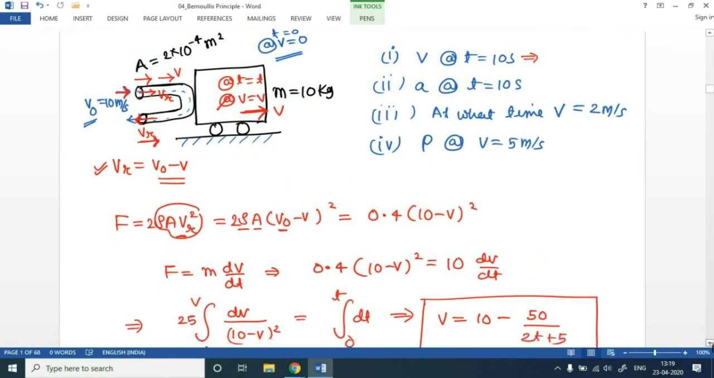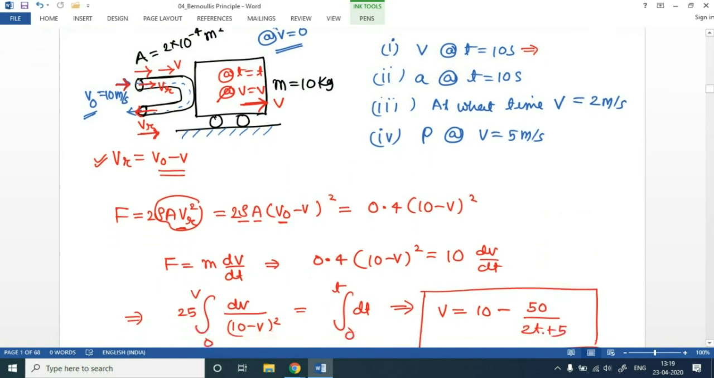Okay, so when we substitute t is equal to 10, we get v is equal to 8 meter per second, right? V is equal to 8 meter per second we will be getting. And acceleration, now you see here this term is nothing but acceleration. So just by rearranging this equation, dv by dt, using this equation right here, we will be able to get the value of v at this instant.